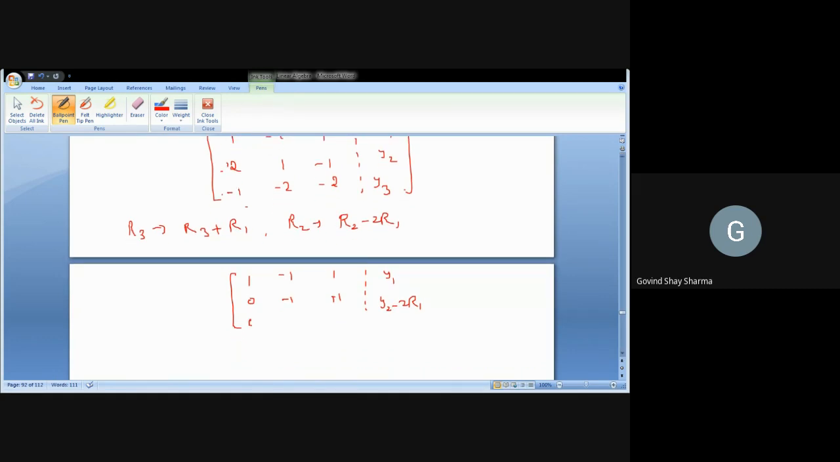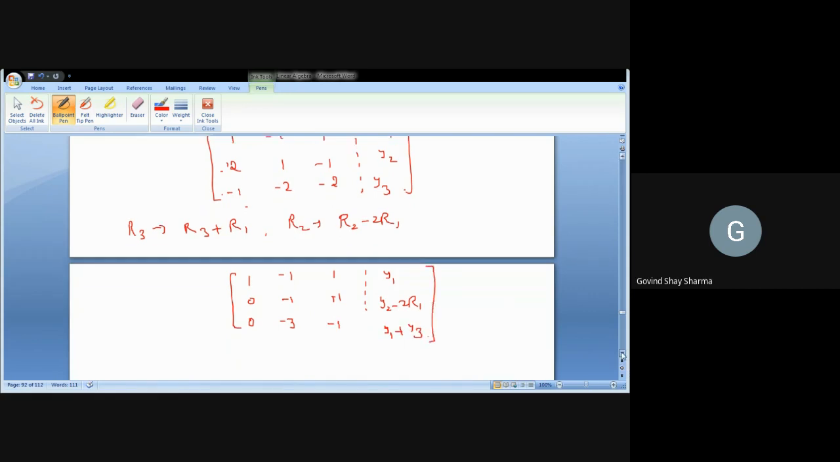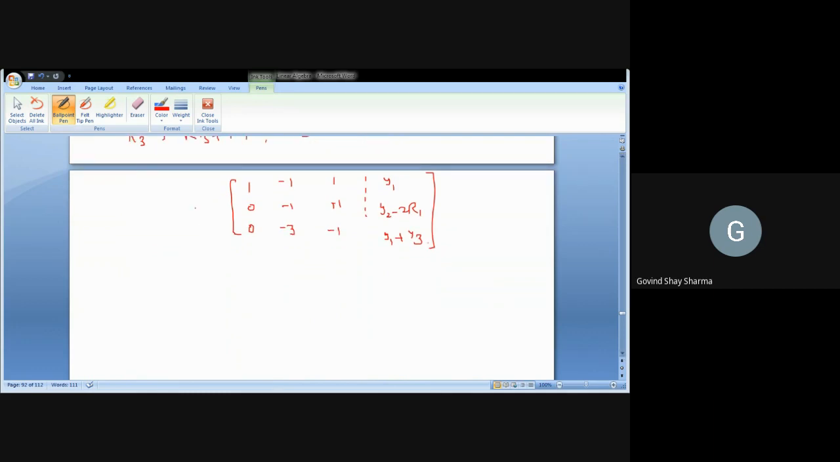0, r1 minus, so this will become minus 3, and this term becomes minus 1, and y1 plus y. A little calculation, there may be some chance of mistake, so our solution may be different. Now we have to eliminate this part.